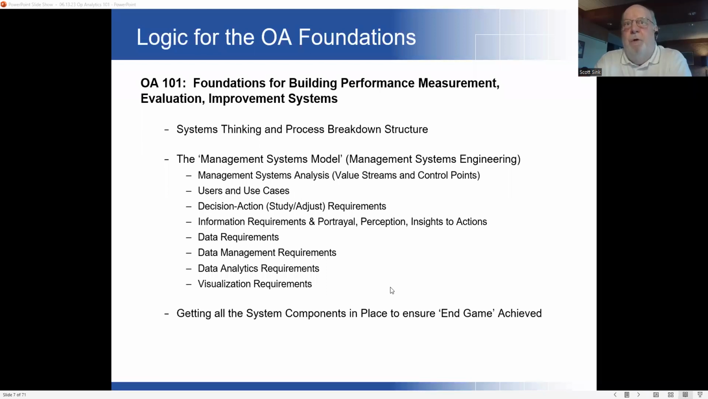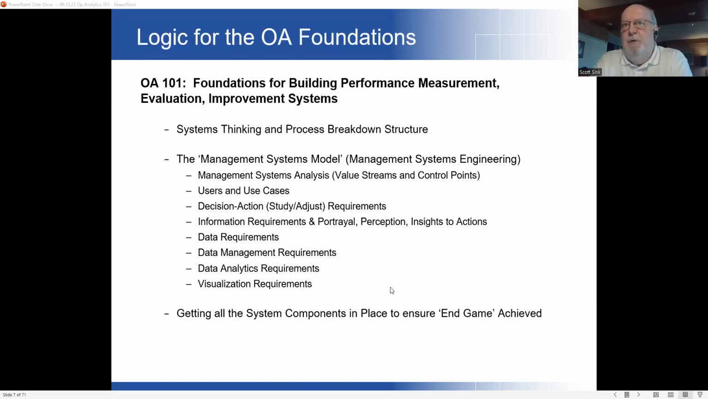And so I'm going to focus on what's called the management systems model and what I would call management systems engineering. I want to contrast management systems engineering from engineering management. I don't mean engineering management. I don't mean the management of engineering. I mean the engineering of management systems.